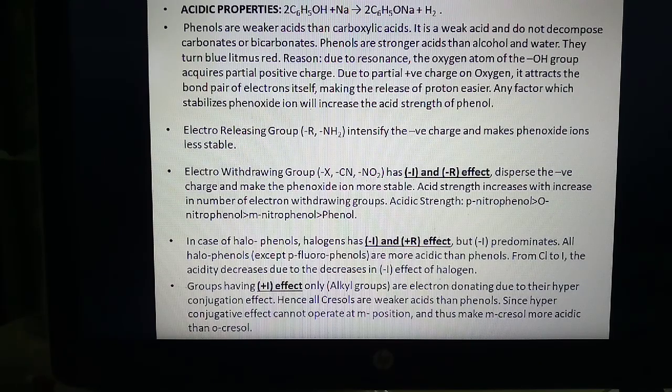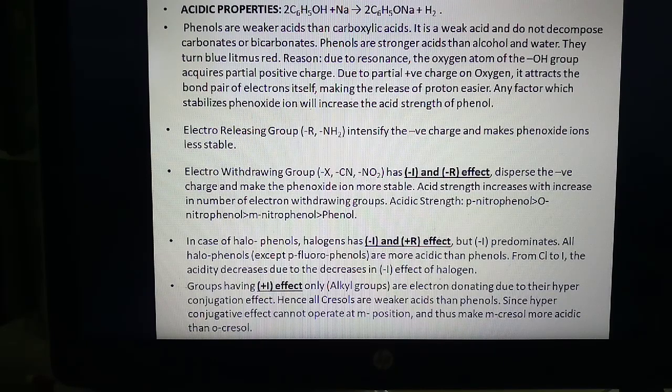If you go finally to the acidic property of phenol, the last point illustrates the +I effect of the alkyl groups. Because the alkyl groups are electron donating groups, and due to their hyperconjugation effect, all cresols are weaker acids than phenol. Since the hyperconjugative effect cannot operate at the meta position, metacresol is more acidic than orthocresol.